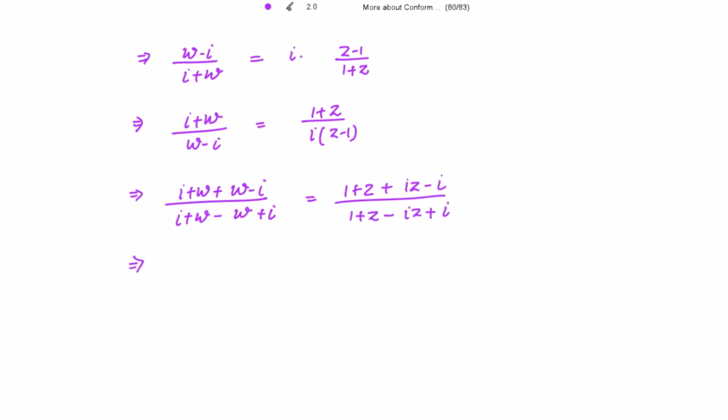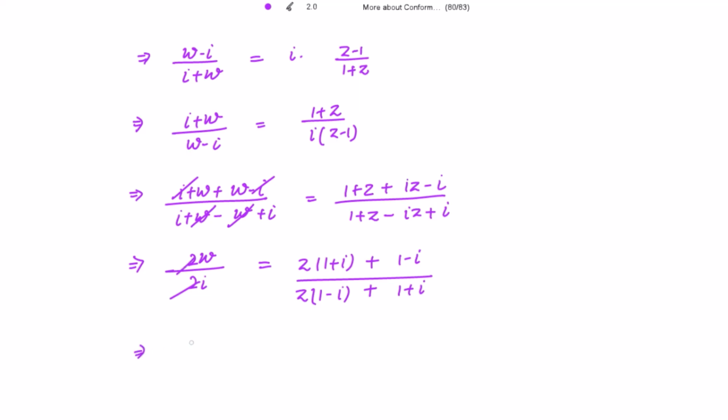Fine. So this iota and minus iota cancelled out. So we have 2w, and here w and w cancelled out, so we have 2 iota in the denominator. This is equal to, let's take z common from here. So this is 1 plus iota into z, and here we have 1 minus iota divided by, this is 1 minus iota into z and plus 1 plus iota. Very fine. So this 2 will go, and we have w equal to iota times this.